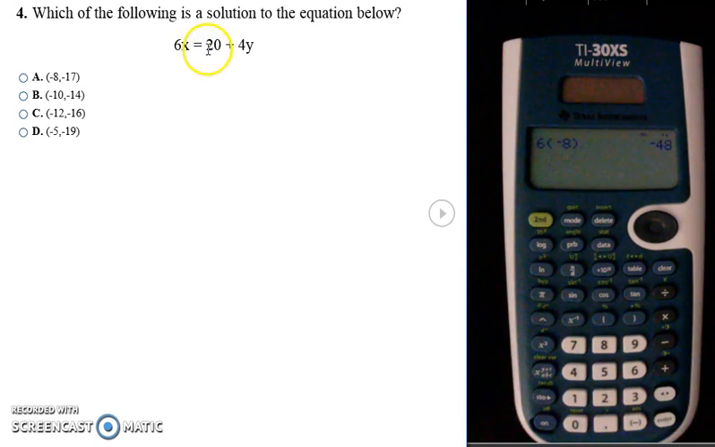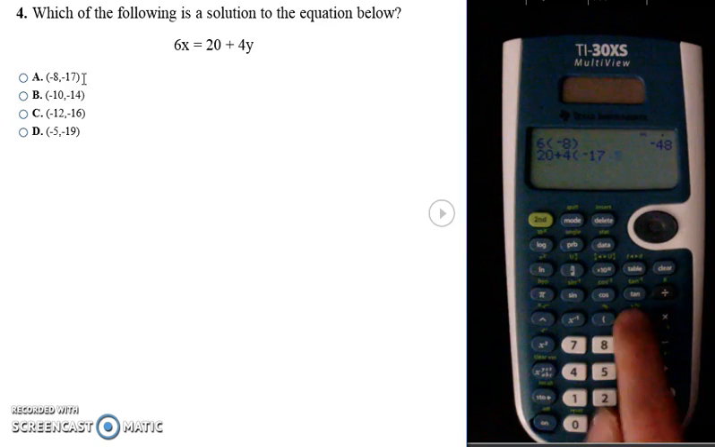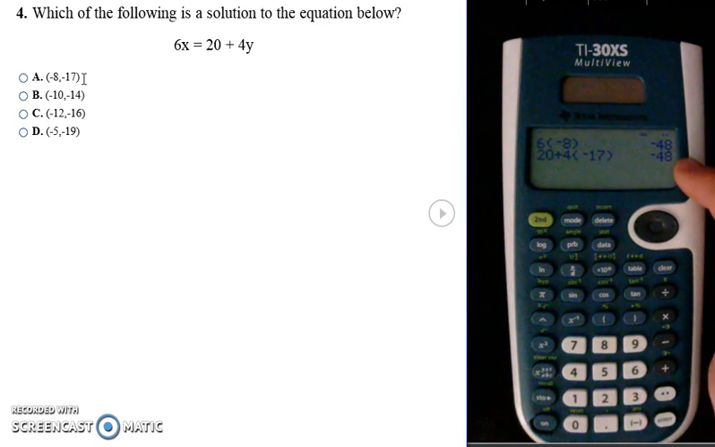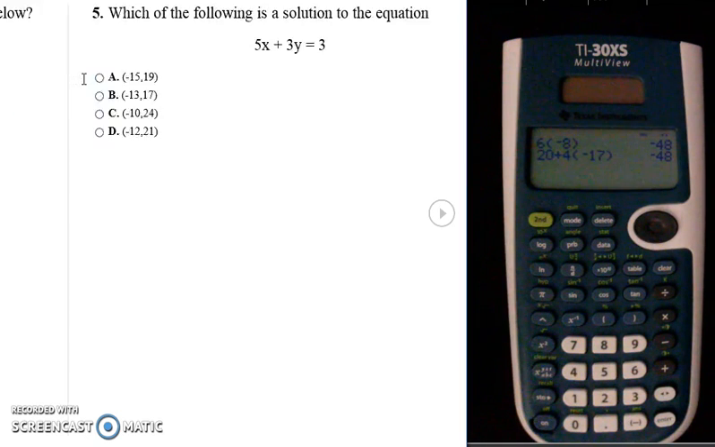So now I'm going to try the right side, and see if I get the same negative 48. And so I'm going to have 20 plus 4, and then I have a y, so in parentheses I'm going to put the negative 17, which is my y number, and press enter, and that also gives me a negative 48. So the first choice worked here, and letter A is going to be my final answer.